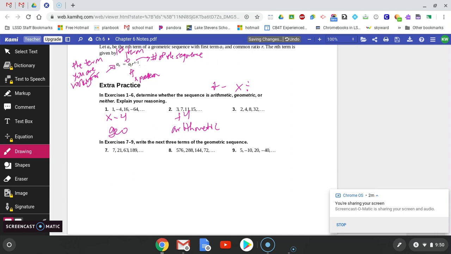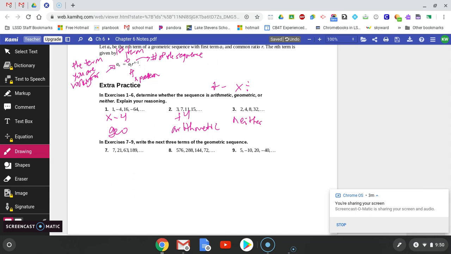And number 3, to go from 2 to 4 to 8 to 32. Well, if I look for an addition pattern, 2 plus 2 is 4, but 4 plus 2 is not 8, so it doesn't have an addition pattern. If I look at multiplication, 2 times 2 is 4, 4 times 2 is 8, but 8 times 2 is not 32, so it doesn't work the whole way through. So that's why this one is neither.